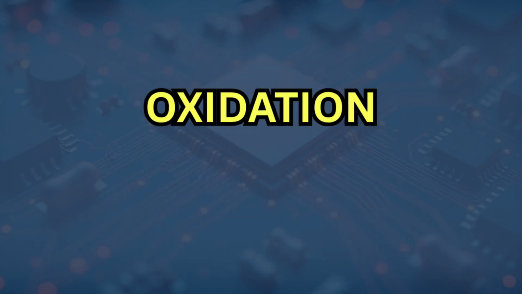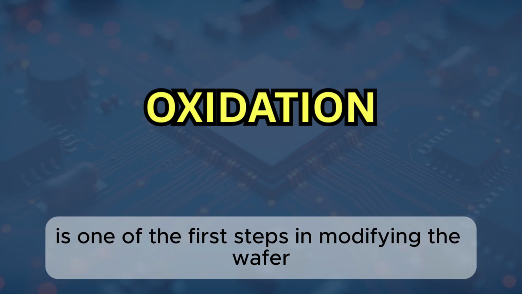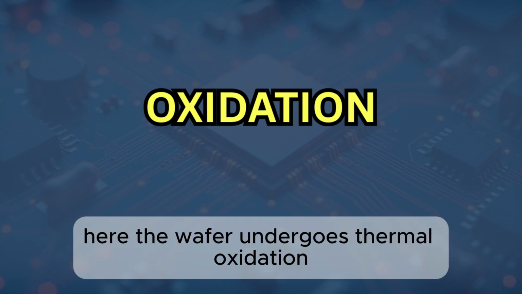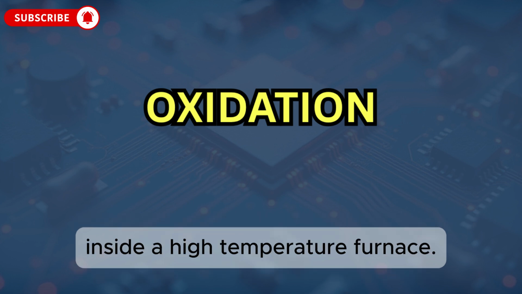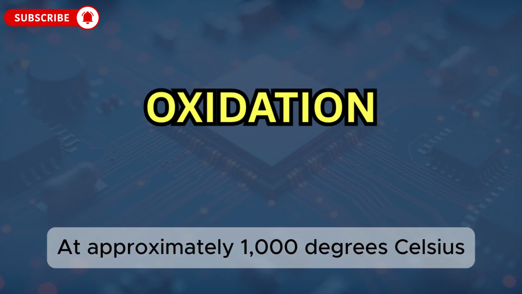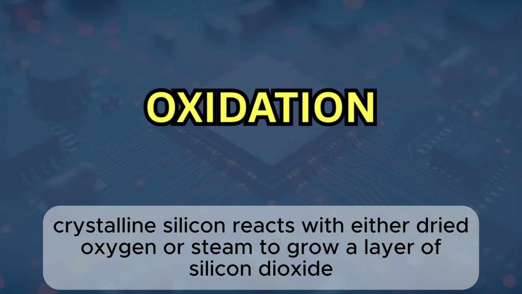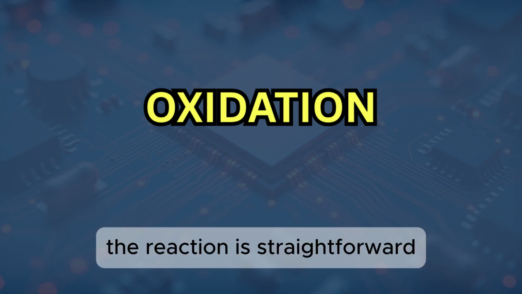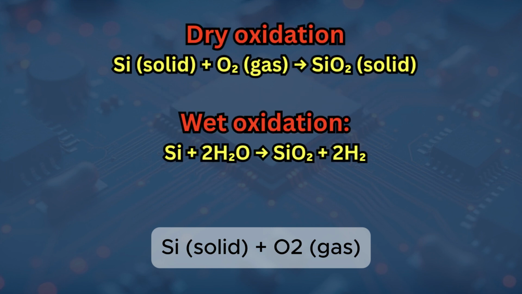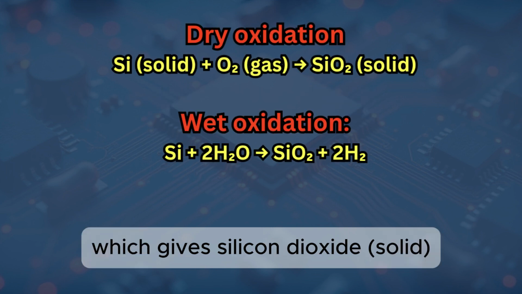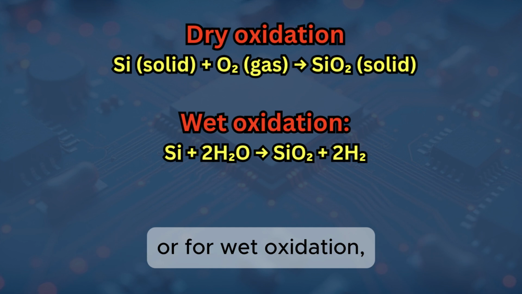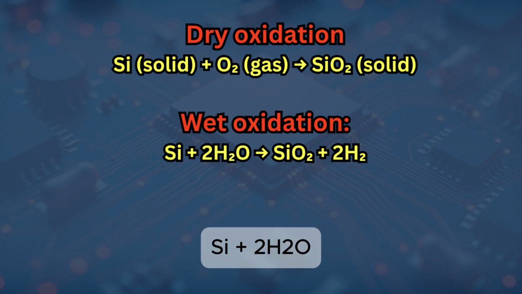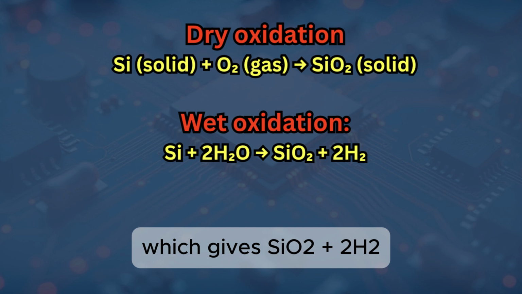2. Oxidation. Oxidation is one of the first steps in modifying the wafer. Here, the wafer undergoes thermal oxidation inside a high-temperature furnace. At approximately 1000 degrees Celsius, crystalline silicon reacts with either dry oxygen, O2, or steam, H2O, to grow a layer of silicon dioxide directly on the wafer surface. The reaction is straightforward. Silicon, solid, plus oxygen, gas, gives silicon dioxide, solid, or for wet oxidation, silicon plus 2 H2O gives silicon dioxide plus 2 H2.